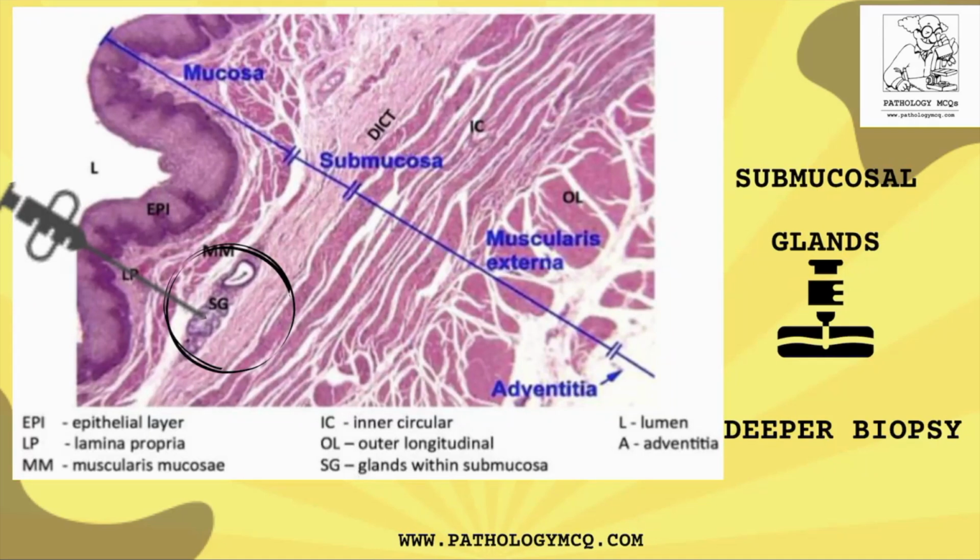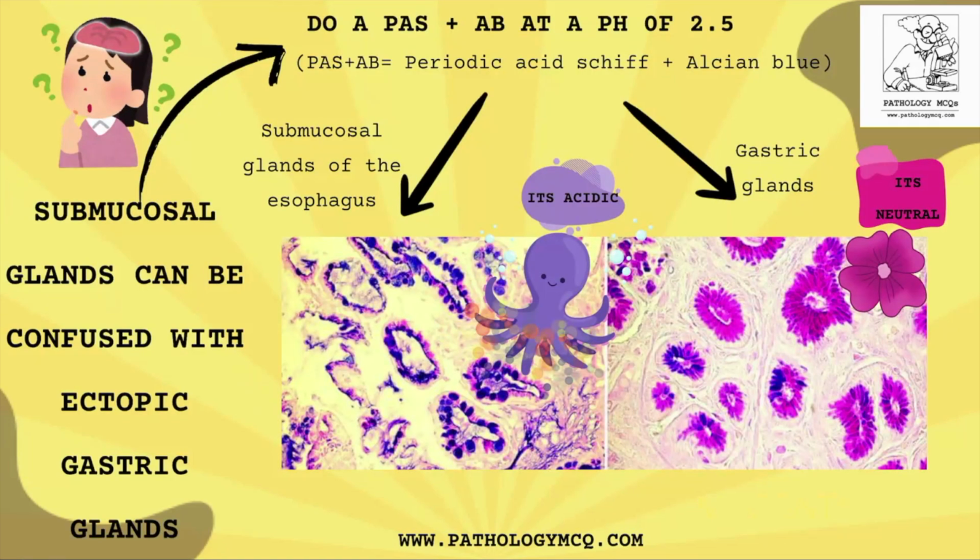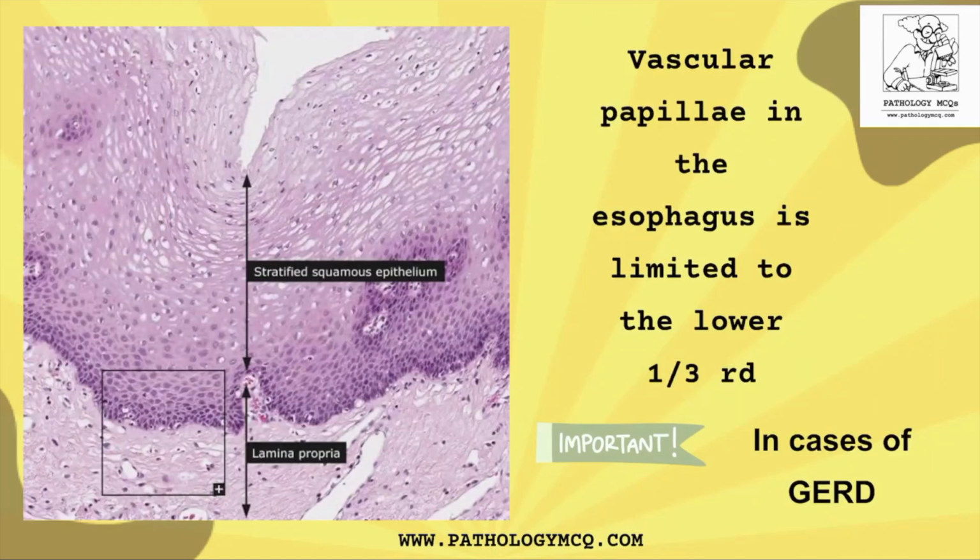Sometimes when the biopsy is deeper, submucosal glands can be biopsied. This may lead to a false impression that there are glands in the esophagus, leading to a misdiagnosis of either ectopic gastric glands or even Barrett's esophagus. So, how to differentiate ectopic gastric glands from the submucosal glands of the esophagus? When a PAS with Alcian blue staining is done at a pH of 2.5, the submucosal glands of the esophagus stain purple in color because of its acidic mucin. However, gastric glands stain magenta in color because of its neutral mucin.